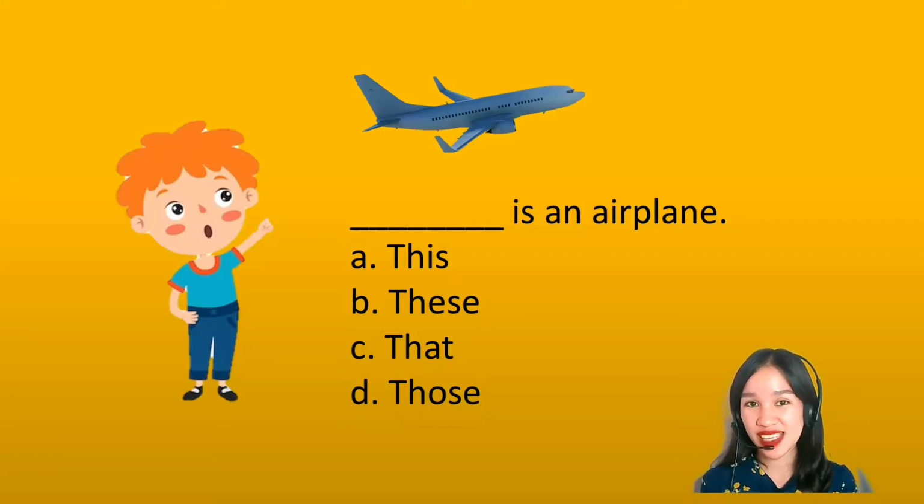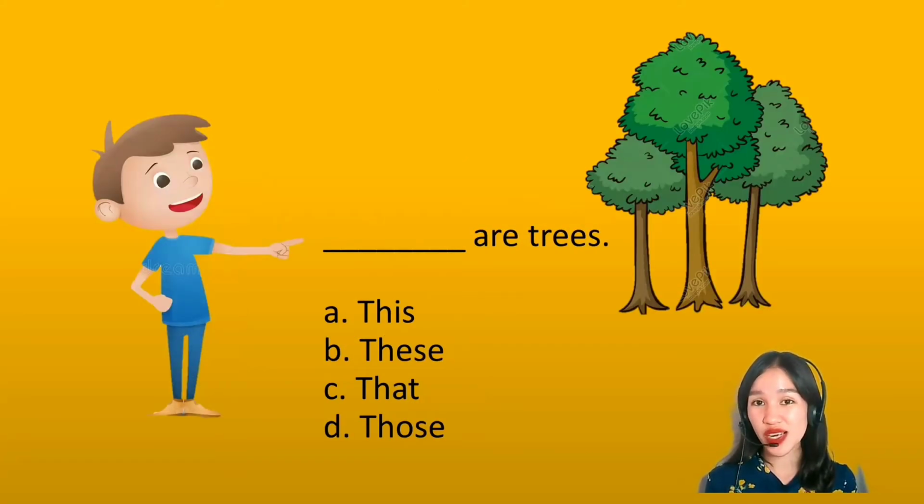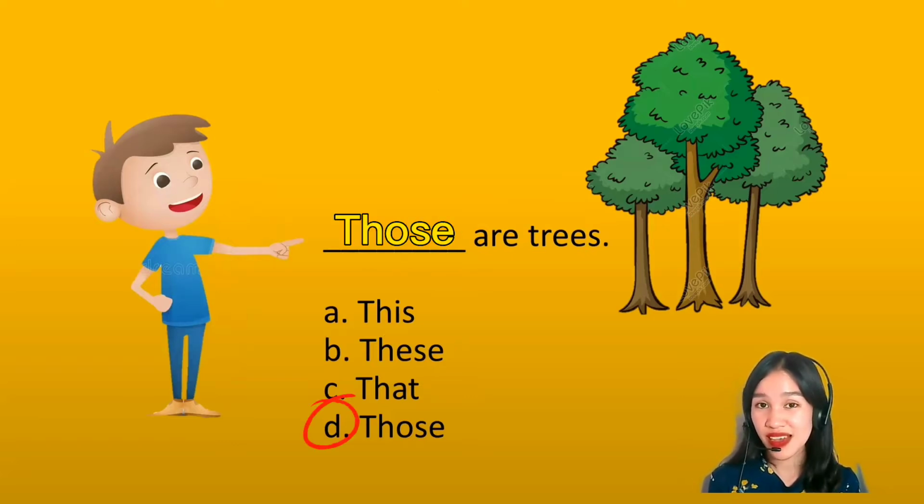Blank is an airplane. A, this, B, these, C, that, D, those. What's your answer? If your answer is C, that is an airplane, you are correct. Next, blank are trees. A, this, B, these, C, that, D, those. What's your answer? If your answer is those, you're correct.